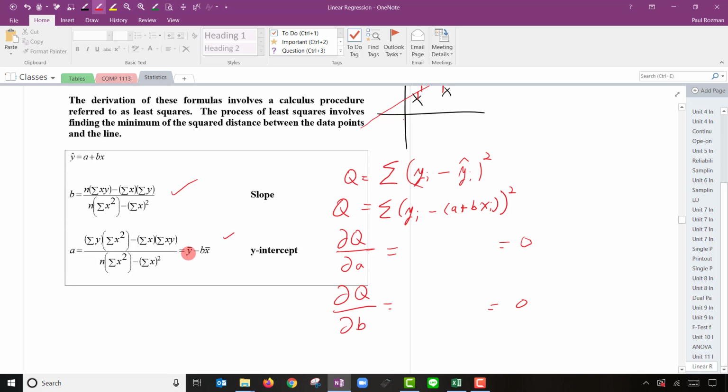There's a bit of a shortcut for the intercept after you know what the slope is. So if you grind out the slope equation, you can pretty easily get the intercept because y bar and x bar are pretty easy to calculate. You can do some algebra to prove that as well, but we won't. Again, we're going to rely on the software to give us these results.